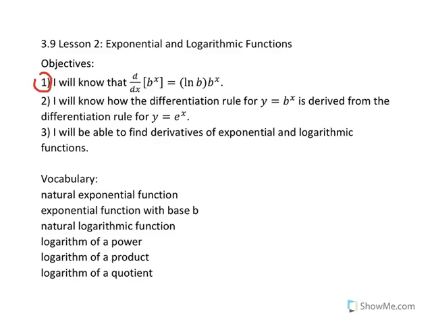So we know today that the derivative of b to the x is natural log of the base times b to the x, and we just looked at where this rule comes from, how we derive it from the differentiation rule for the natural exponential function. Now we will look at objective 3. You'll be able to find derivatives of exponential and logarithmic functions.